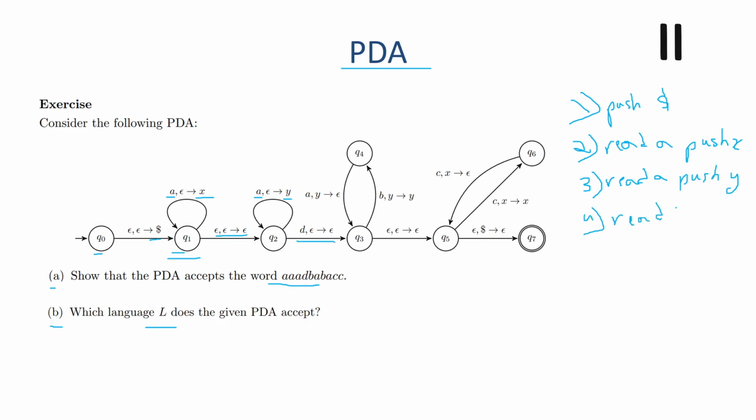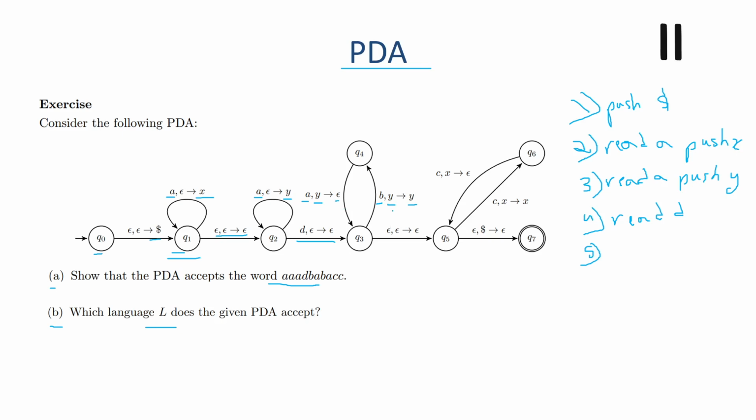What is step 5? Aha, this is different. Okay, let's try to read that. Read a B, pop a Y, and push a Y. So it's kind of like you're just checking if you have a Y. You're not really popping it yet. But when you go back, read an A, pop a Y, push nothing.